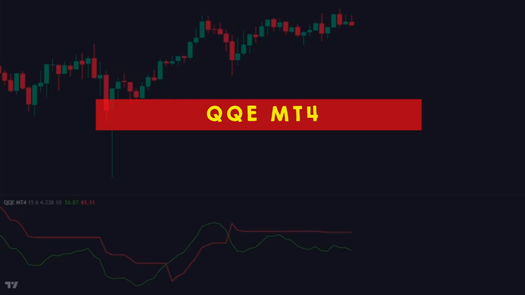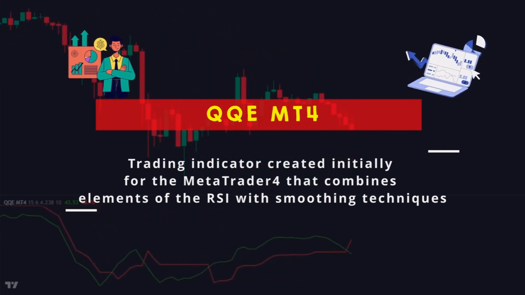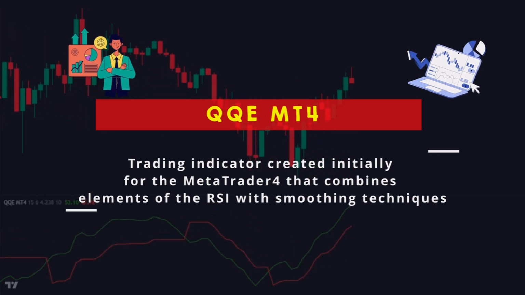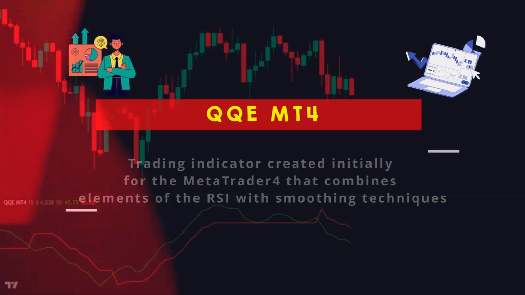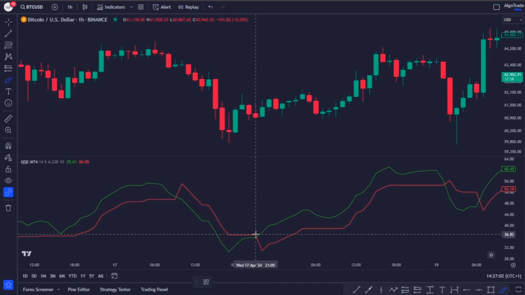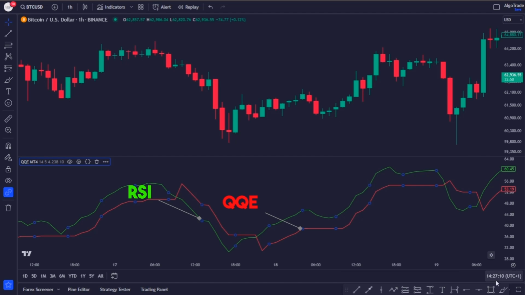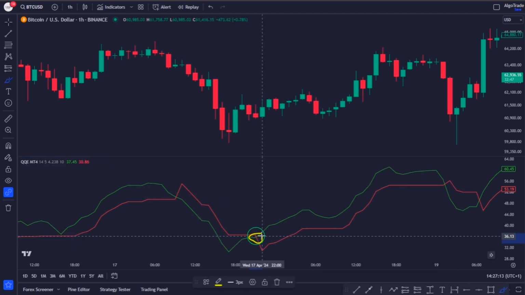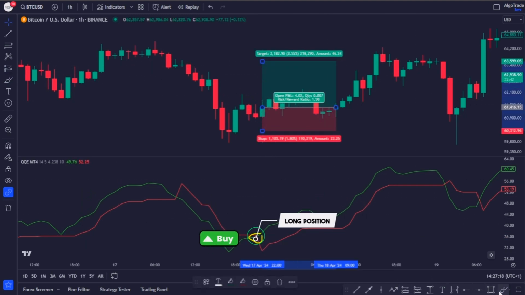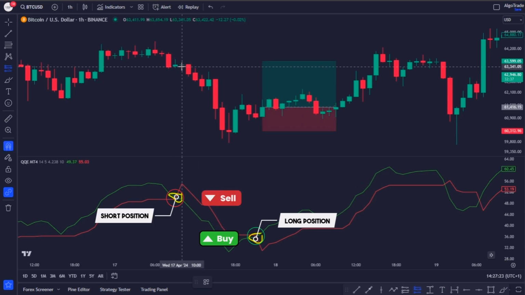By definition, the QQE MT4 is a trading indicator created initially for the MetaTrader 4 platform that combines elements of the RSI with a smoothing technique to provide clear buy and sell signals. This tool is plotted on your charts as a two lines cross indicator. The green line is for the RSI and the red one is for the QQE, and it is simple to use. When the green line crosses above the red one, it means it can be a good opportunity to enter in a long or buy position. And when the opposite happens, it can be a good time to enter in a short or sell position.